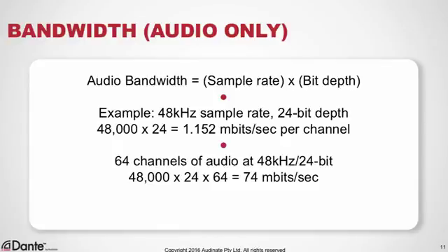For 64 channels of audio at this setting, the audio bandwidth is still only 74 megabits per second. Now, consider that a gigabit connection on a network provides 1,000 megabits per second, and it's easy to see that even with other areas of network overhead accounted for, we still have plenty of bandwidth to work with.